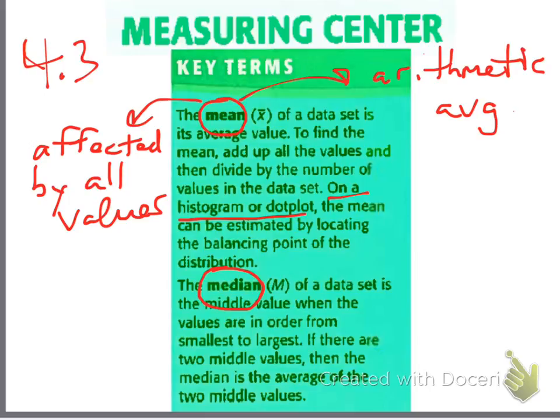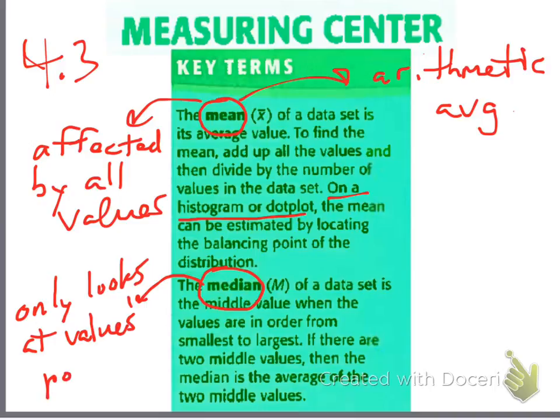Now the median. The median is the middle value when the values are in order from smallest to largest. So the median only looks at values' positions, not how high or low they are, just where they're at on the list. If there are two middle values, then the median is the average of those two middle values.